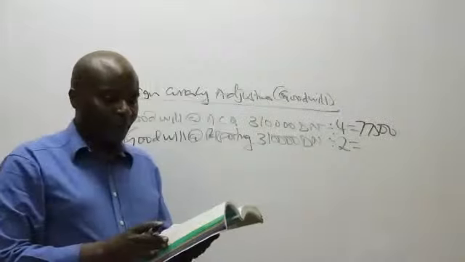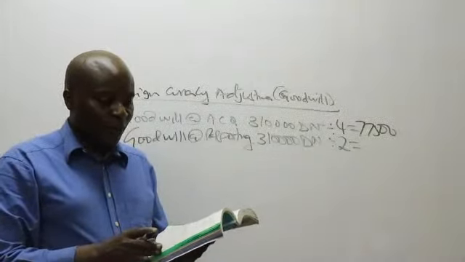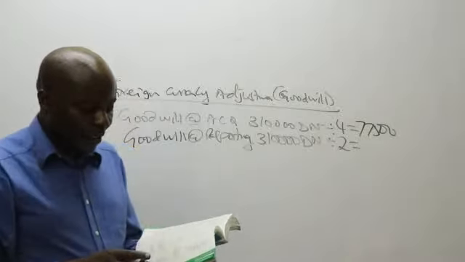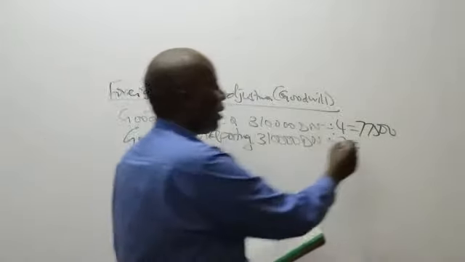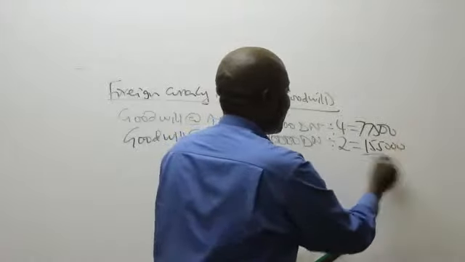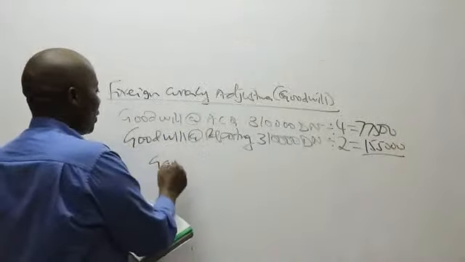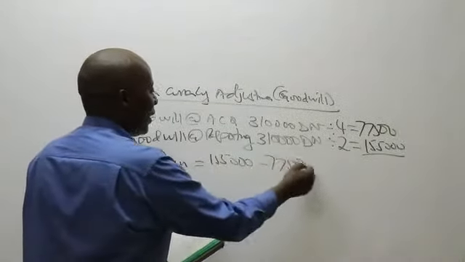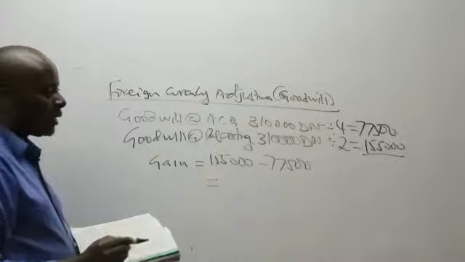Divide for me very first. They are telling me mwalimu it is 155,000. So please come and give me the gain there. The gain will be 155,000 minus 77,500, which will end up giving me what figure, somebody there?